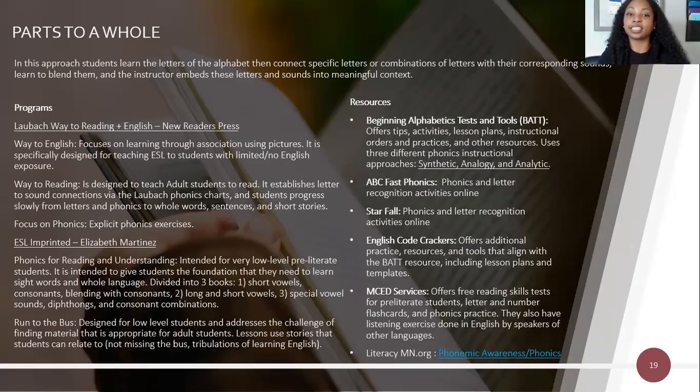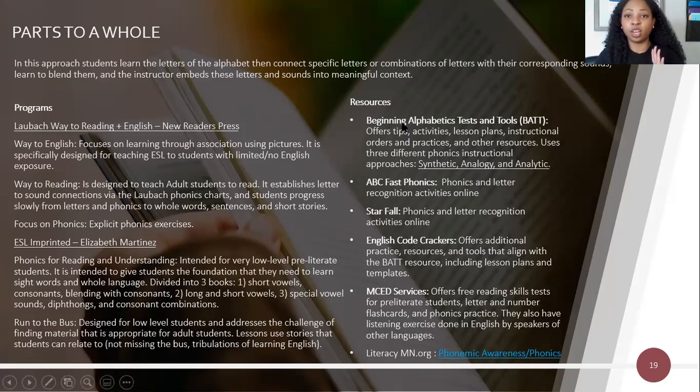Phonics for Reading and Understanding is also intended for very low-level pre-literate students to give them a foundation in phonics. And Run to the Bus is designed to help low-level students learn how to read, but it addresses the challenge. If you teach adult ESL, you know that sometimes it can be challenging finding material that is appropriate for adults. So her lessons use stories that students can relate to, like maybe not missing the bus or the tribulations of learning English.